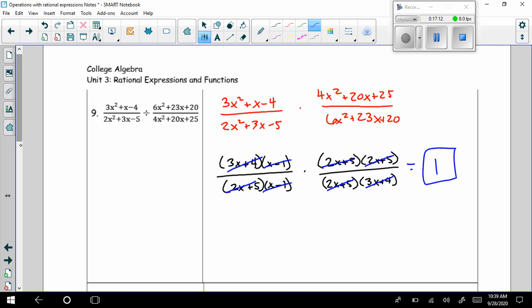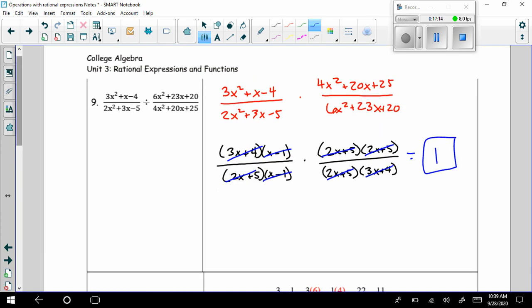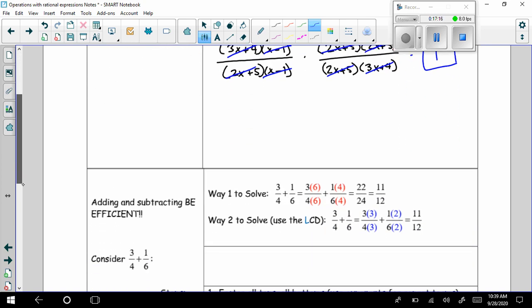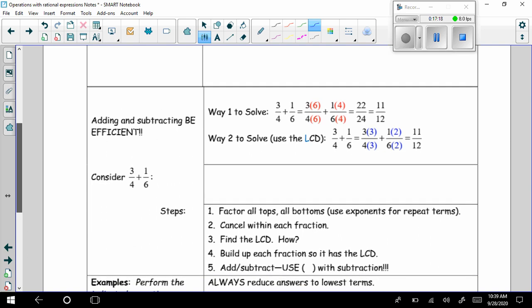Okay, so that is multiplying and dividing. Granted, we had more divide examples. Those have that one extra step. Other than that, it is a multiplication problem. Adding and subtracting is different, and you need to be really efficient and meticulous with your work when you are adding and subtracting. Keep in mind that we need common denominators when we add and subtract.